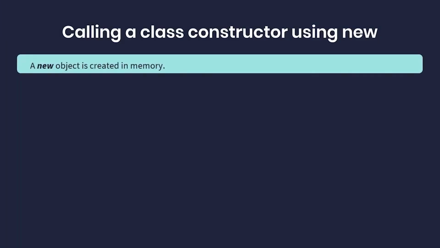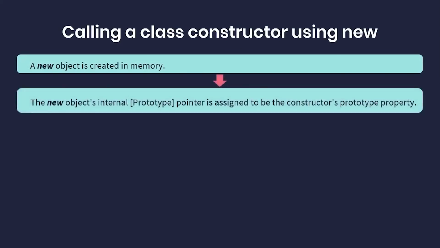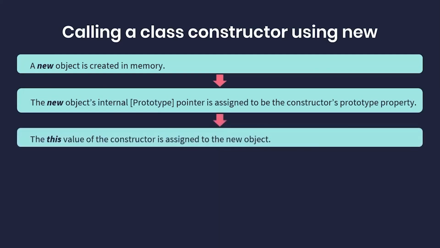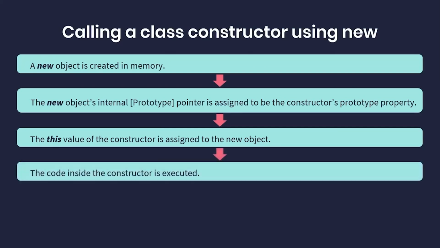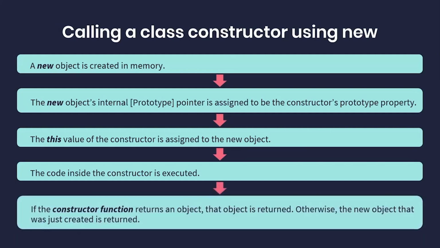A new object is created in memory. The new object's internal prototype pointer is assigned to be the constructor's prototype property. The this value of the constructor is assigned to the new object. The code inside the constructor is executed, which adds properties to the new object. If the constructor function returns an object, that object is returned. Otherwise, the new object that was just created is returned.